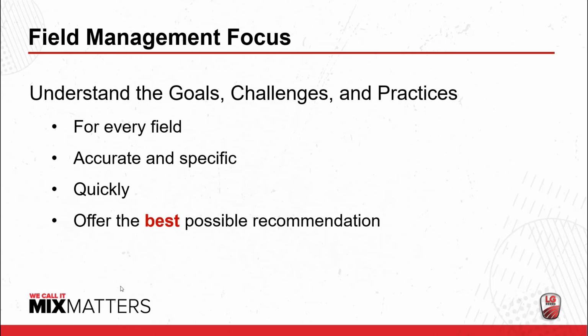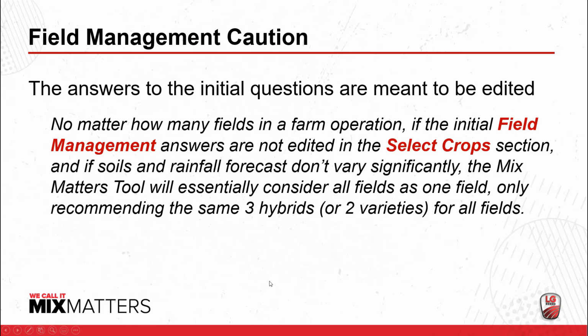So the field management focus of this section is to understand the goals, challenges, and practices for every field, but to stay accurate and specific and still do it quickly while offering the best possible recommendation. A caution we would add to this is that the answers to the initial questions are meant to be edited. No matter how many fields are in an operation, if the initial field management answers are not edited in the select crops section later, and if soils and rainfall forecasts don't vary significantly, the tool is essentially going to consider all fields as one field, and therefore it's only going to recommend the same products for all the fields.